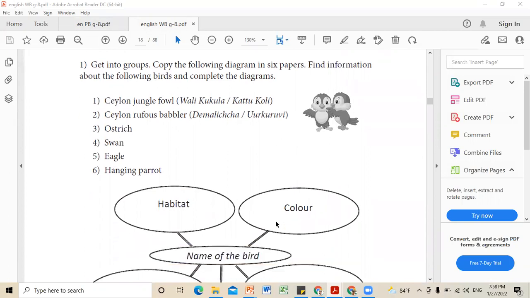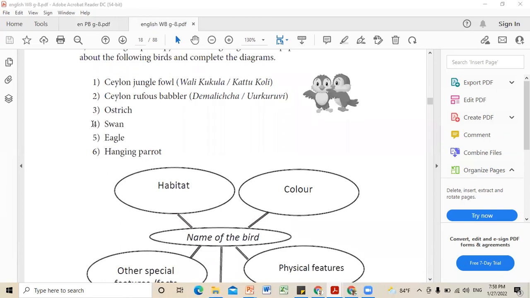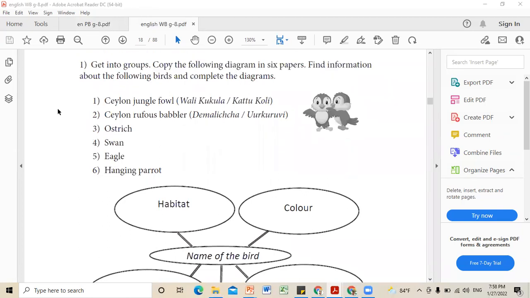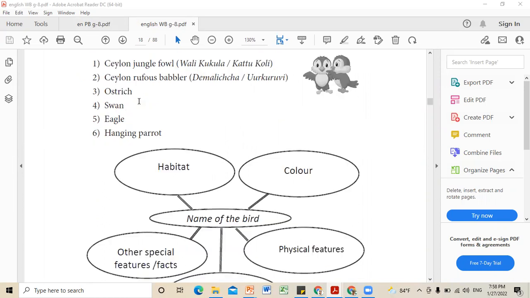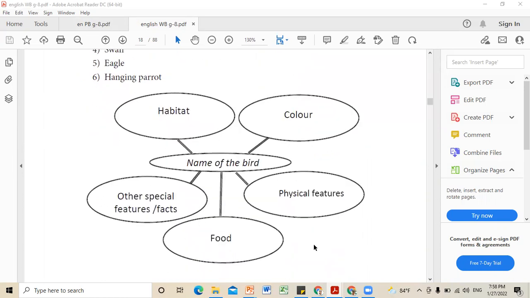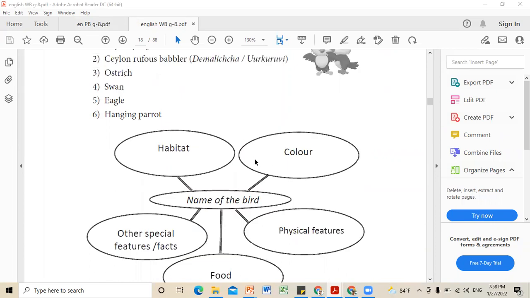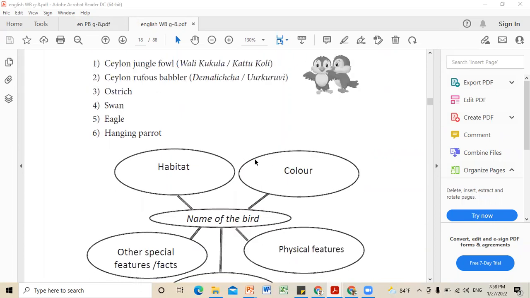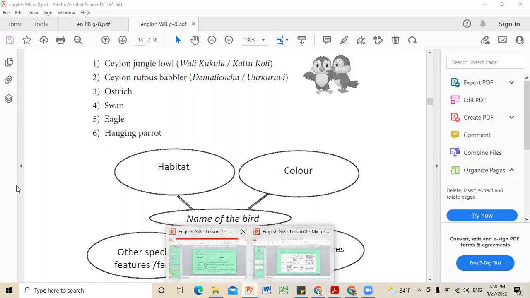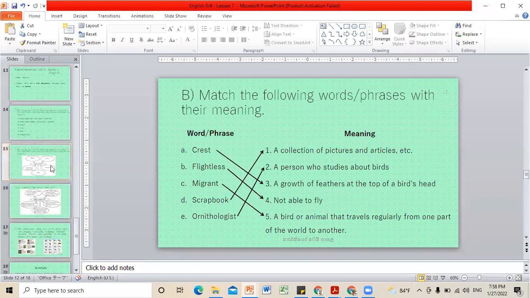Since we do not have groups, it is okay. You can do this by yourself. You will have to find details about these birds, and then you need to complete their details here, right? Okay. So this one, maybe you may not be able to do it right now.